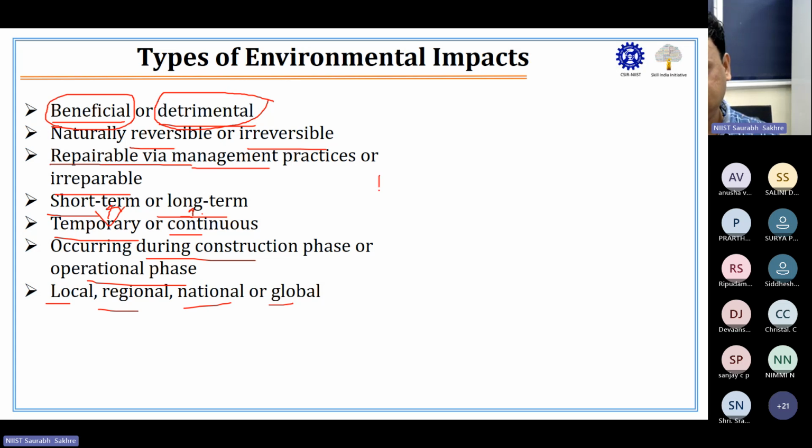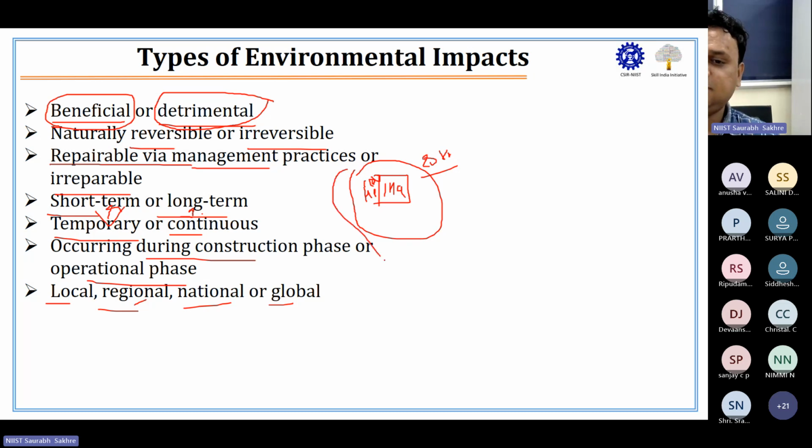Now suppose there is an area which is 1 hectare. So whatever impacts are associated with this, I can call it local. But suppose this area is big, let's say 100 hectare. And this 100 hectare is causing pollution up to a 20-kilometer range of air. Then it will become regional. Now suppose this area is far bigger, and the impact can be seen in another state.